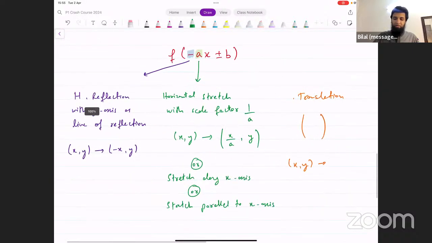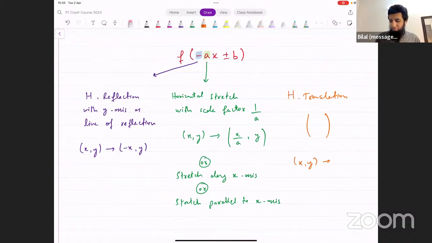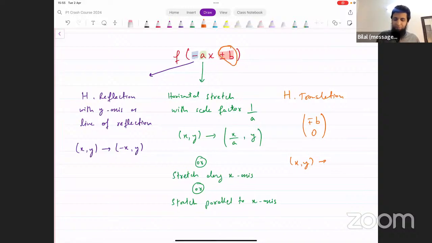And then finally, you have translation. If you add or subtract something, plus minus b, what happens is translation, only the x coordinates change. So the y component of this is going to be 0. What about the x component? It's going to be minus plus b. Now I've changed the order, you can see. It was plus minus, I'm writing minus plus here. What that means is, if there was a plus sign here, that would mean the graph is moving to the left. If it was a negative sign here, it would mean the graph is moving to the right.